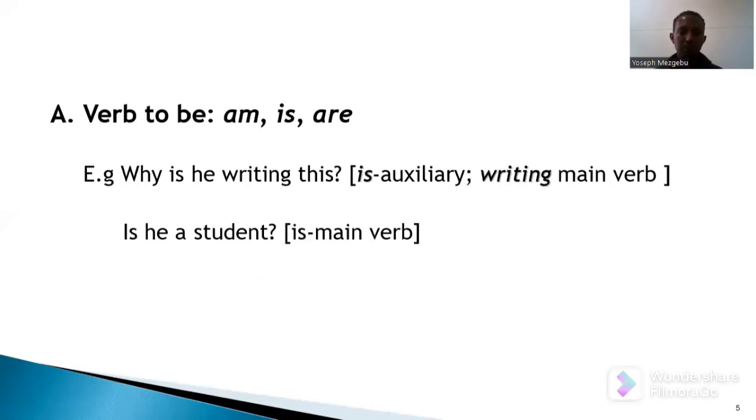There is a verb to be: am, is, are. Why is he writing this? Here is a WH word, and we have the auxiliary verb that follows, then the subject, and we have the main verb. So is is an auxiliary verb, writing is a main verb.